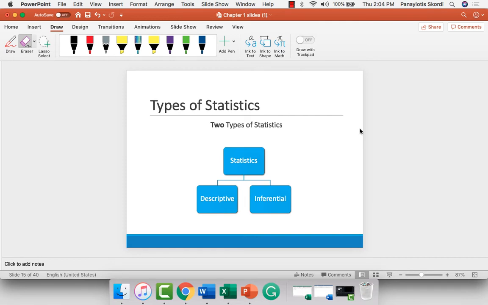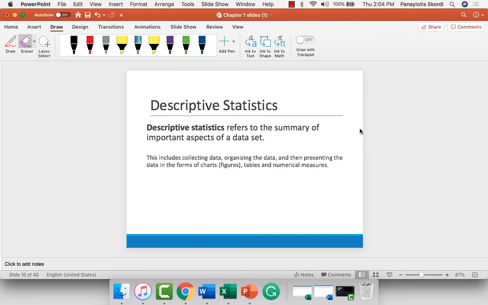Two types of statistics. The first is descriptive and the second is inferential. So descriptive statistics are basically ways of summarizing the data. When you have a whole bunch of data given to you, it's often too much to actually deal with. It's difficult to understand what's going on. We've just got pages and pages and hundreds and thousands and millions of bits of data.